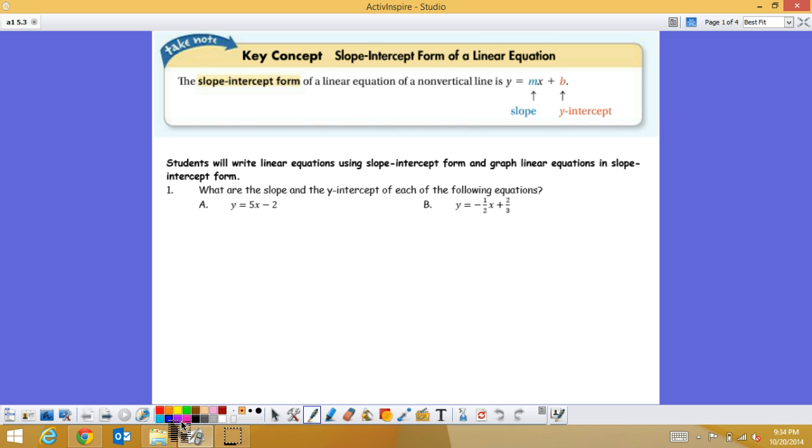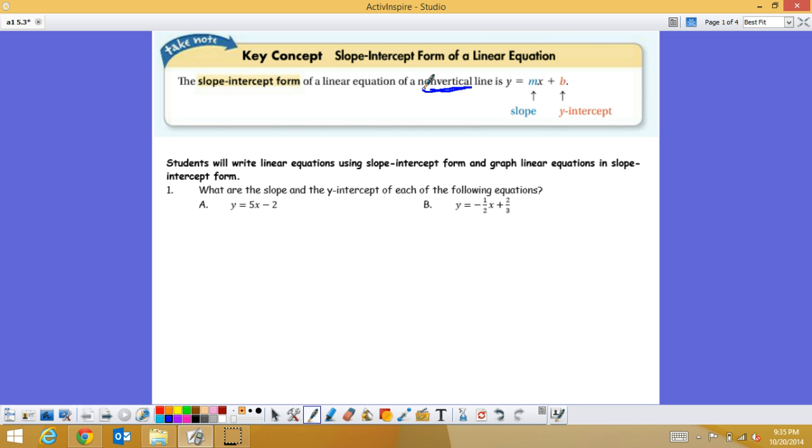where the slope-intercept form of a linear equation of a non-vertical line. That's kind of big, and we'll talk more about that when we talk about standard form. But the slope-intercept form of a linear equation of a non-vertical line is of the form y equals mx plus b, where m is the slope and b is the y-intercept.